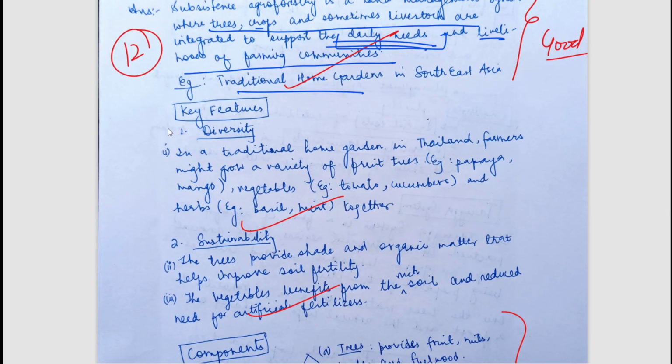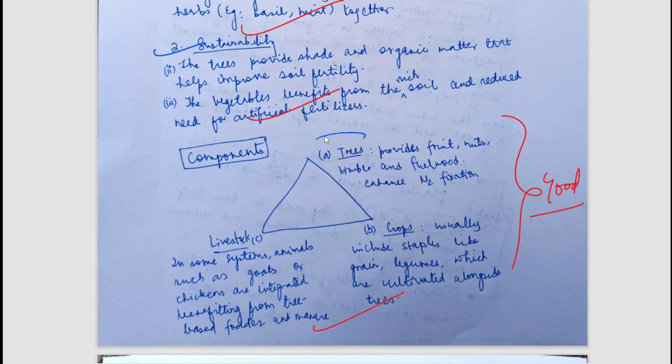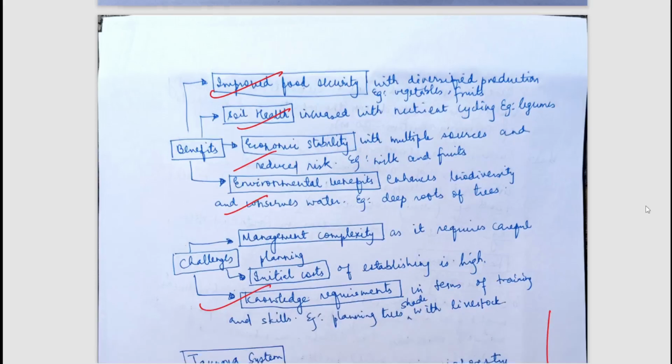Now we will say what are its key features. First of all, there is diversity. Obviously, in agroforestry, diversity comes because along with crops, we are growing trees and other kinds of vegetables. So these can lead to diversity. It leads to sustainability. It has several components such as trees, crops, livestock. So we all know about the agroforestry system. If you want to read, you can pause and read it.